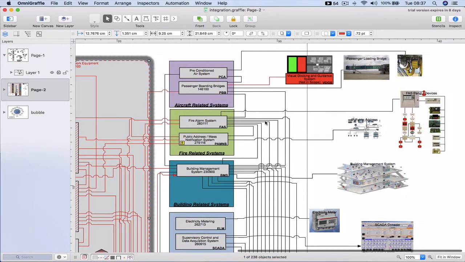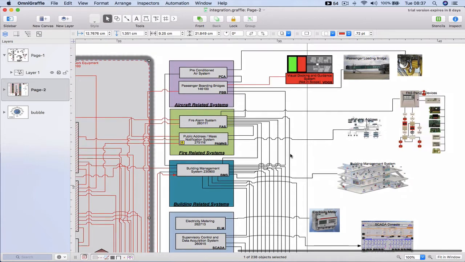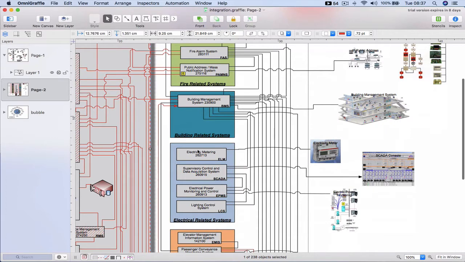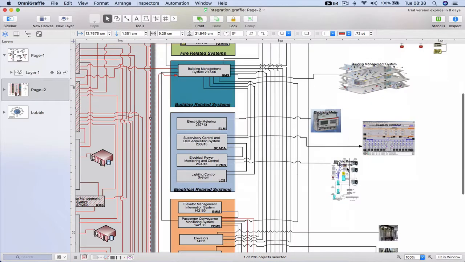Preconditioned air, boarding bridges, again, fire alarm systems, your building management systems, your electrical related systems, and here we have SCADA and EPMS, lighting control. A lot of times these are missed, but they've got to get into these systems. So how are they going to get there? It's going to take this line, somehow has got to get here. Is it going to be a direct connection or what? And if it is, how's it going to get from here to the LAN? So that means there could be a gap.